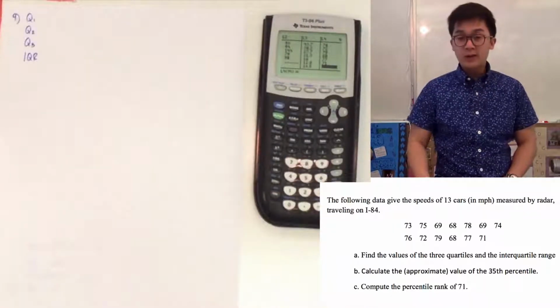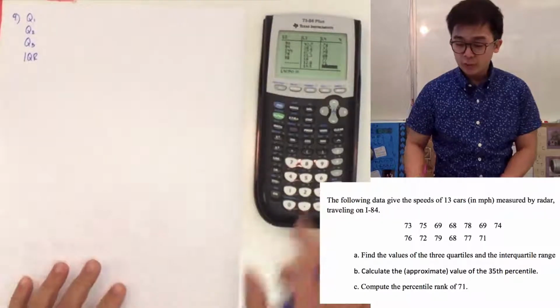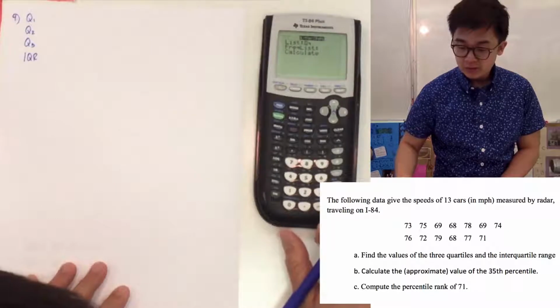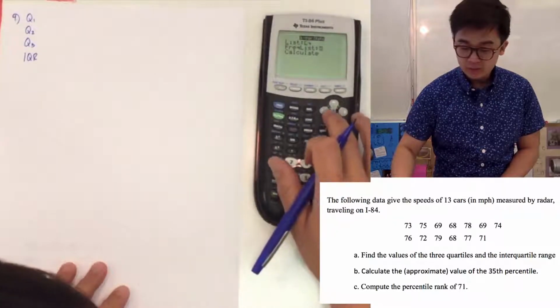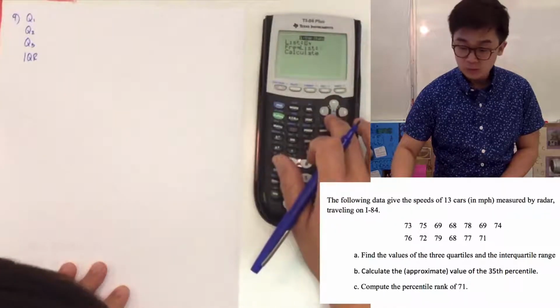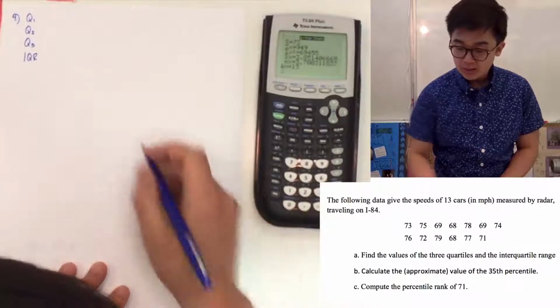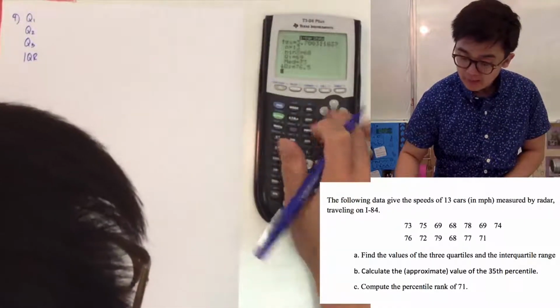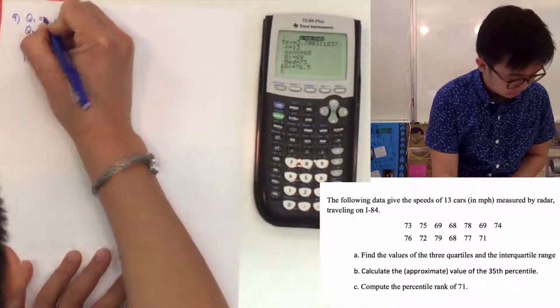Now, instead of using the box plot, let's use stat, calc, and one variable stats, so that it will just give us the value that we're going to be looking for. List 4 is what we're using. And in list 4, we are given Q1, go down, and Q1 is 69.